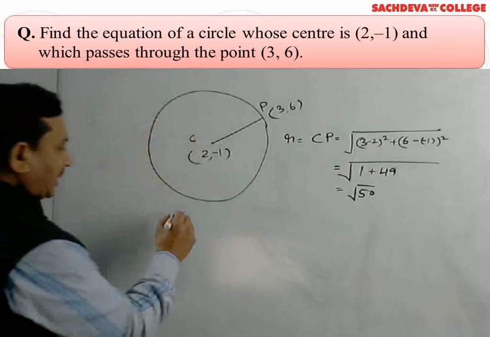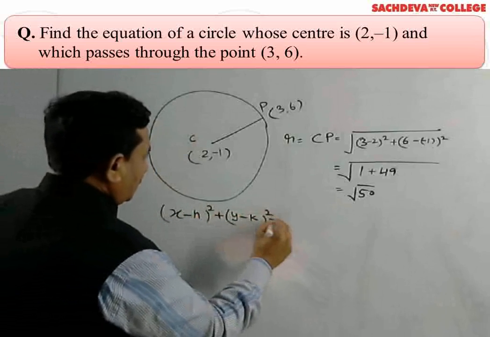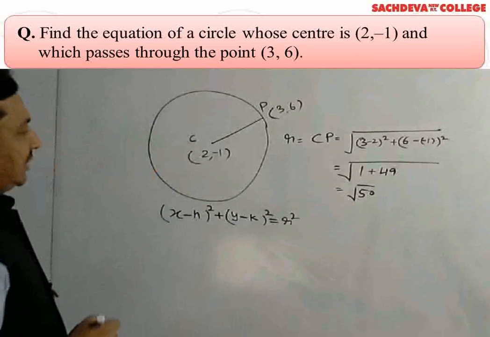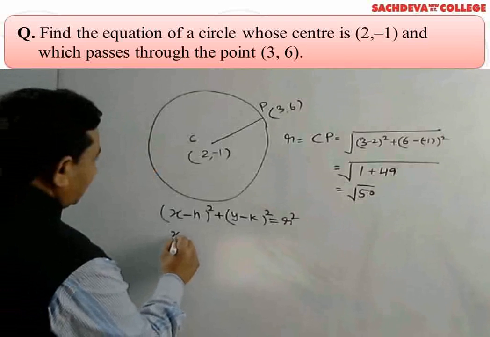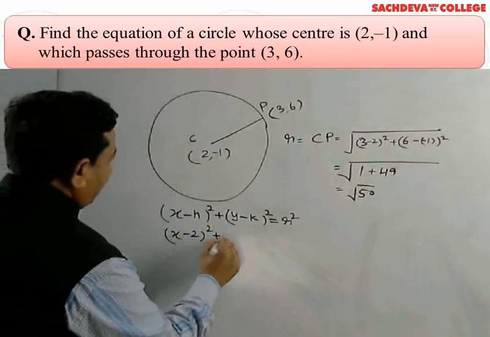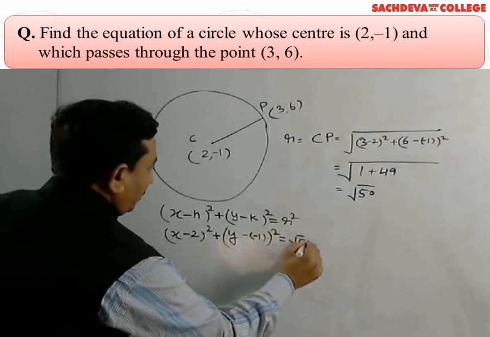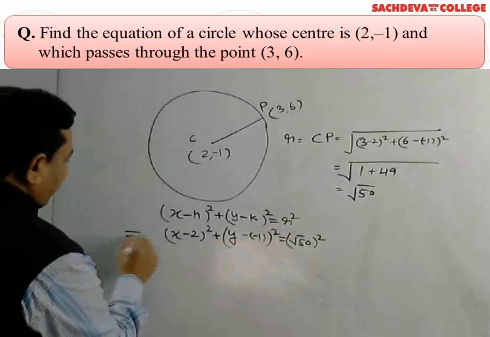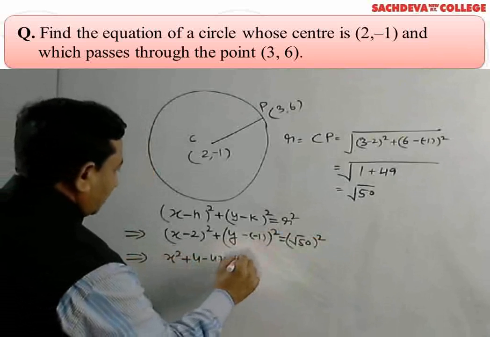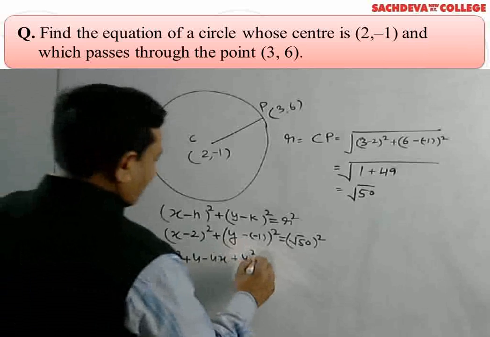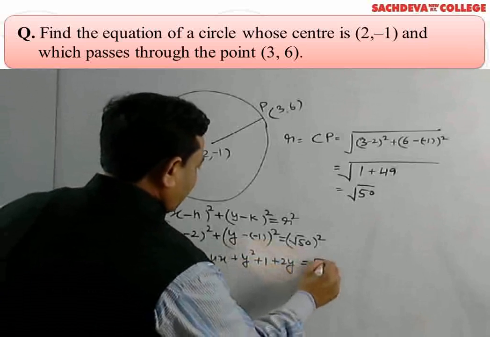So using the formula (x minus h) whole square plus (y minus k) whole square is equal to r square, we find the equation of the circle because the center is given and the radius is given also. So the equation of the circle: (x minus 2) whole square plus (y minus minus 1) whole square is equal to (under root 50) whole square, which will be equal to x square plus 4 minus 4x plus y square plus 1 plus 2y is equal to 50.